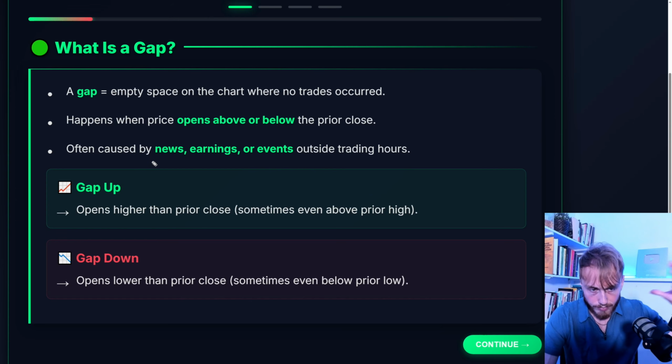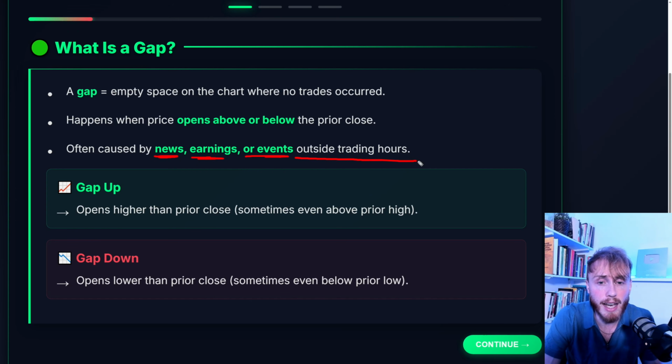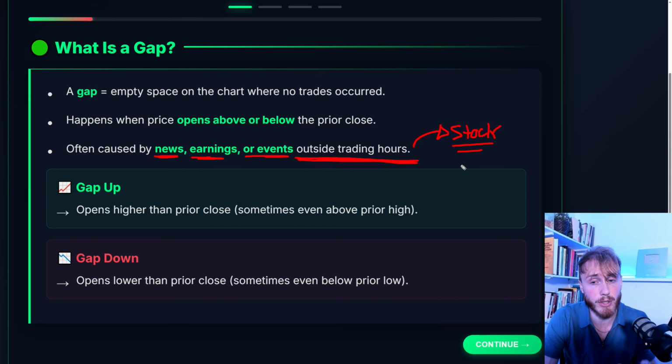And why do these gaps happen? Well, they can happen because of things like news, earnings, or events that happen outside of the normal trading hours. And we will talk about this later. This is a reason why we mostly see gaps in the stock market. You can find gaps in the crypto market and Forex market as well, but they are much more rare. The reason we see so many gaps in the stock market is because, as you know, the stock market is only open for certain hours. So if the market gets information during, for example, the night, this can lead to a massive gap.